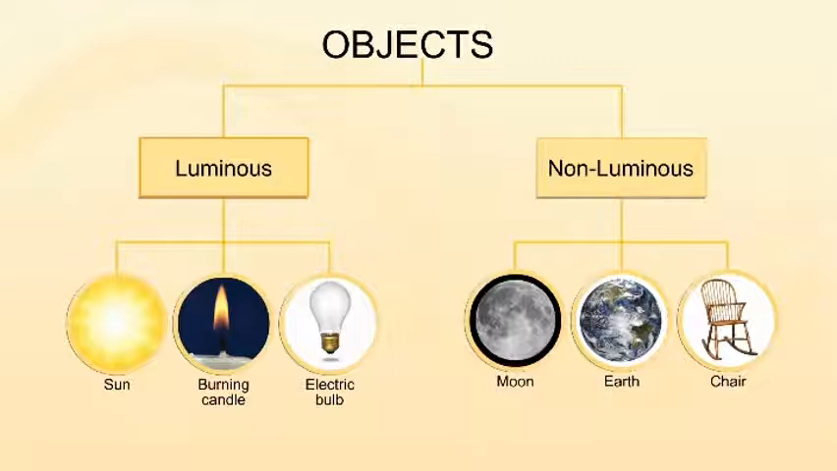The sun is a natural object, so it is a natural source of light. The bulbs, tube lights and candles are man-made objects. So these are the man-made sources. Moon, earth, chair, these are non-luminous objects. They do not emit their own light. The objects such as trees, chairs, books that do not give out light are known as non-luminous objects. We can see non-luminous objects only when light falls on them.